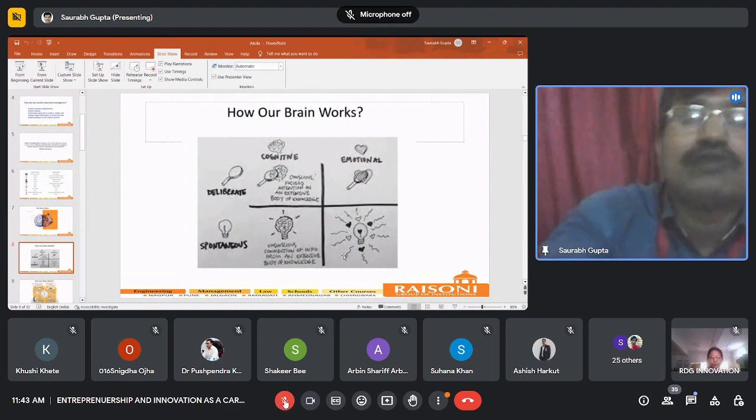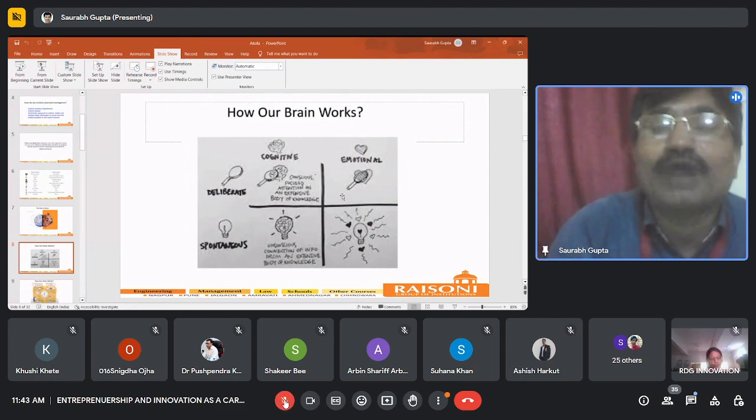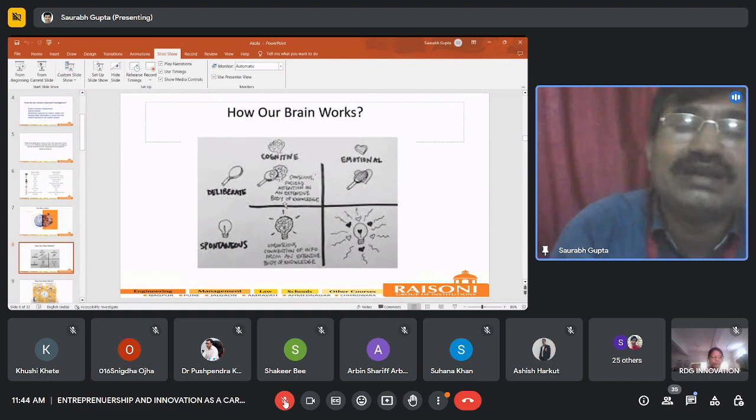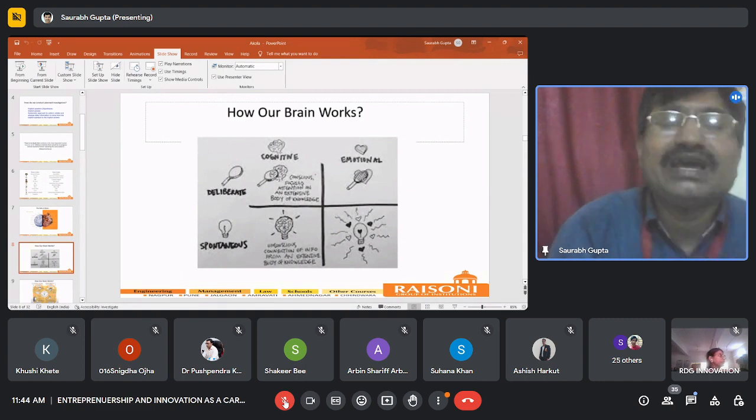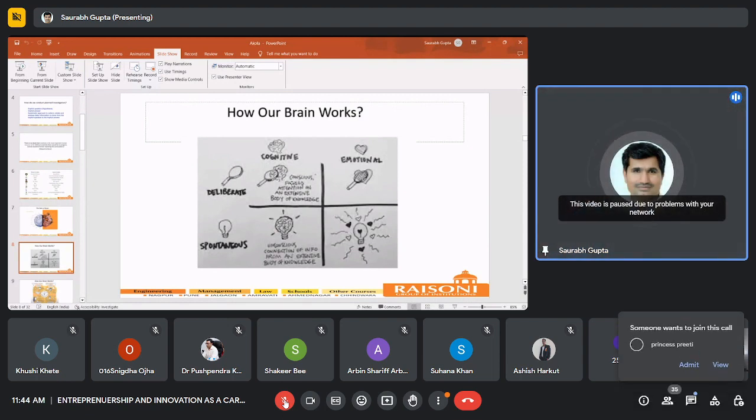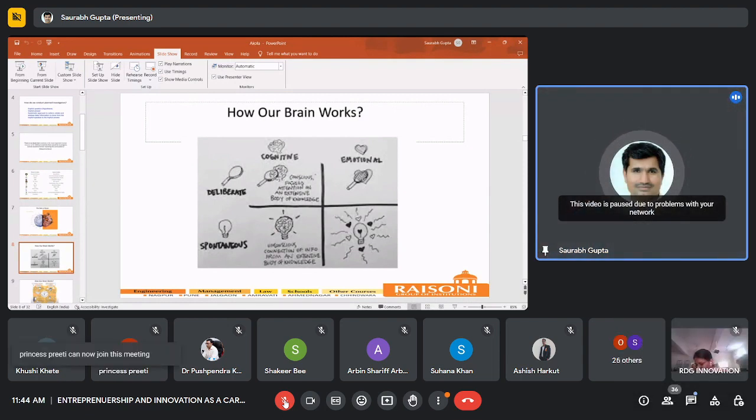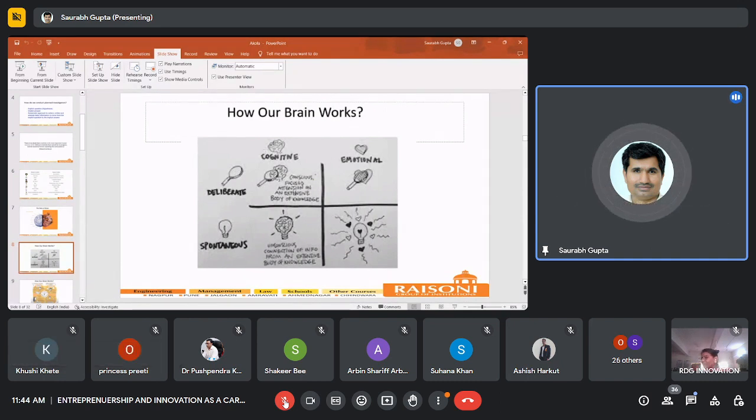So in this, how our brain works, there are four quadrants. You can see in our brain there are four quadrants. The first quadrant indicates the cognitive and deliberation. So those persons who use this part of the brain have to do a lot of study. They have to do a lot of experiments, and then some concept is created. For example, Einstein. So Einstein used this part of the brain in more proportion. So this type of brain is cognitive and deliberative.